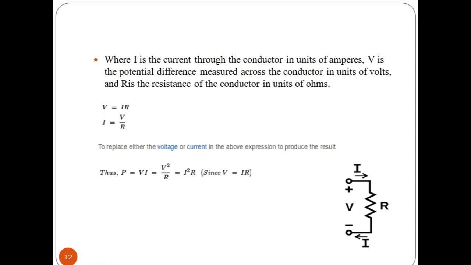Look at the circuit where I is the current through the conductor in units of amperes, V is the potential difference measured across the conductor in units of volts, and R is the resistance of the conductor in units of ohms. This equation indicates the two variables that would affect the amount of current in a circuit. The current in a circuit is directly proportional to the electrical potential difference impressed across its ends and inversely proportional to the total resistance offered by the external circuit. The greater the battery voltage, the greater the current.